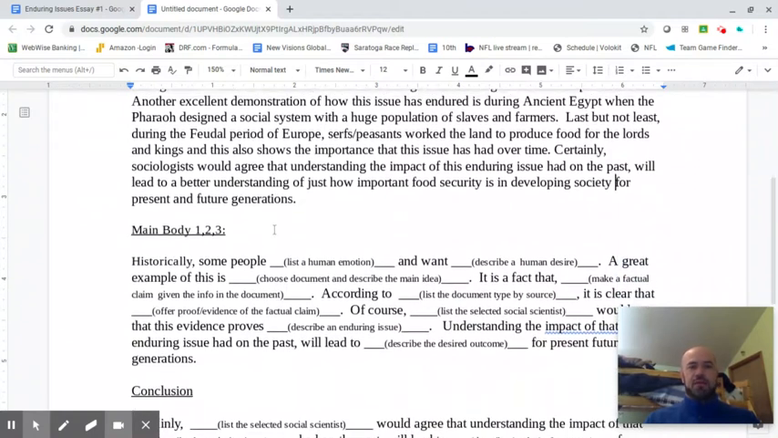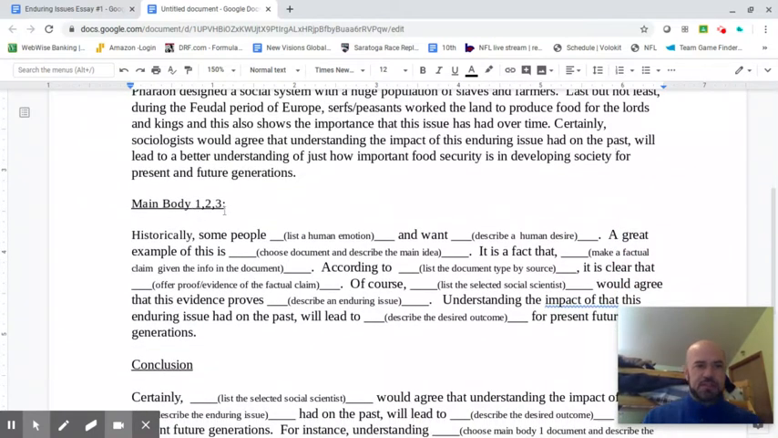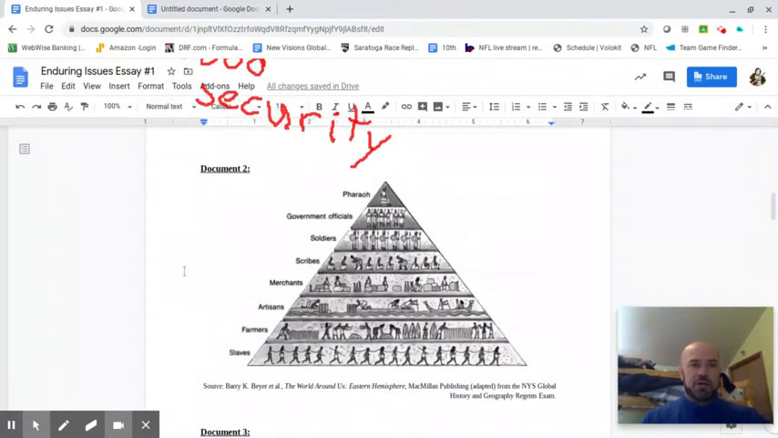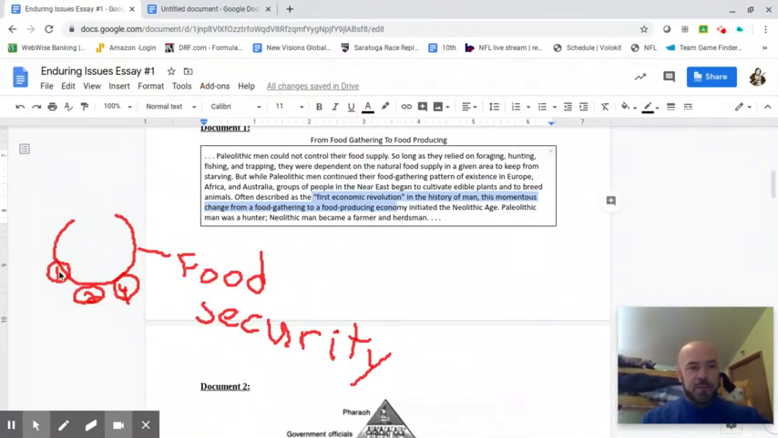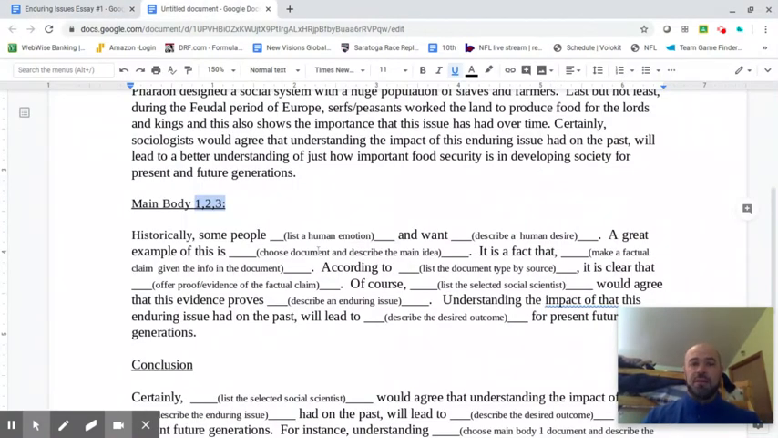And then moving down to the main bodies, now I did have a question about this on email that was, I thought, very important. It said, Mr. Connolly, do you mean that we're going to have 3 main body paragraphs? Yes, that's exactly what I mean. You're going to have a main body paragraph that talks about document 1's information, a main body paragraph for document 2 on ancient Egypt, and a main body paragraph for document 4 on feudal Europe. So you'll have 4 main body paragraphs, and then you just use the Mad Lib to kind of help kick you in the right direction there too.